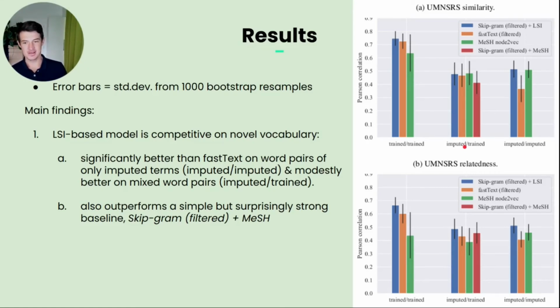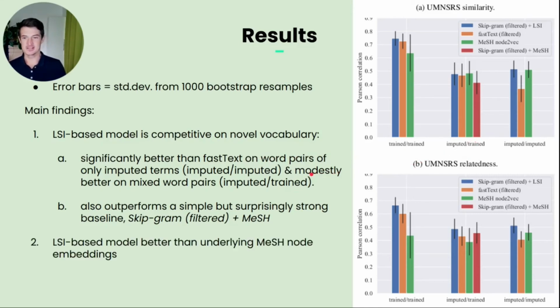Note that this baseline coincides with the LSI model on the trained subset, and with the mesh embedding model on the imputed subset, and we therefore only show the results for the imputed trained category. We see that the simple baseline is surprisingly competitive, but that LSI can perform slightly better.